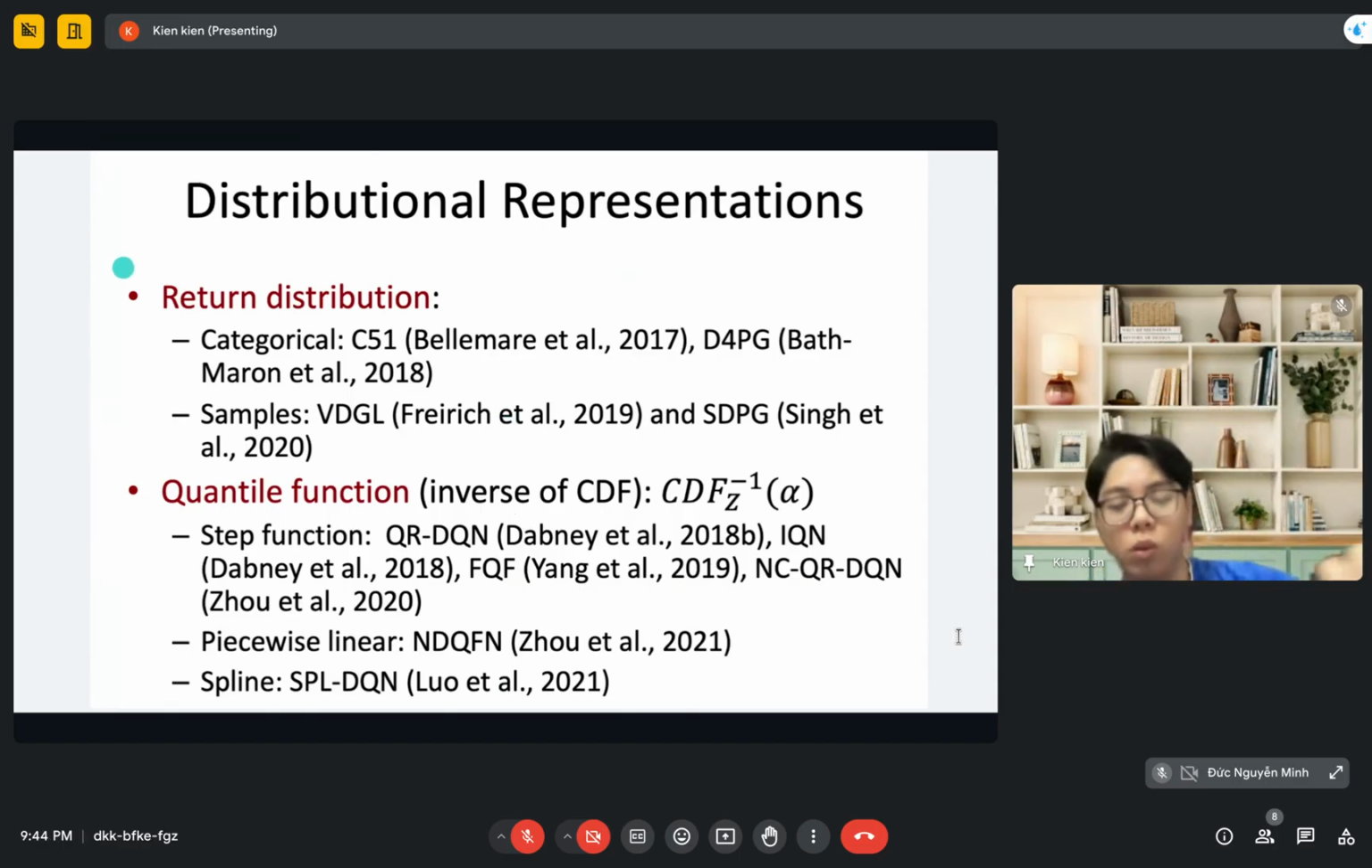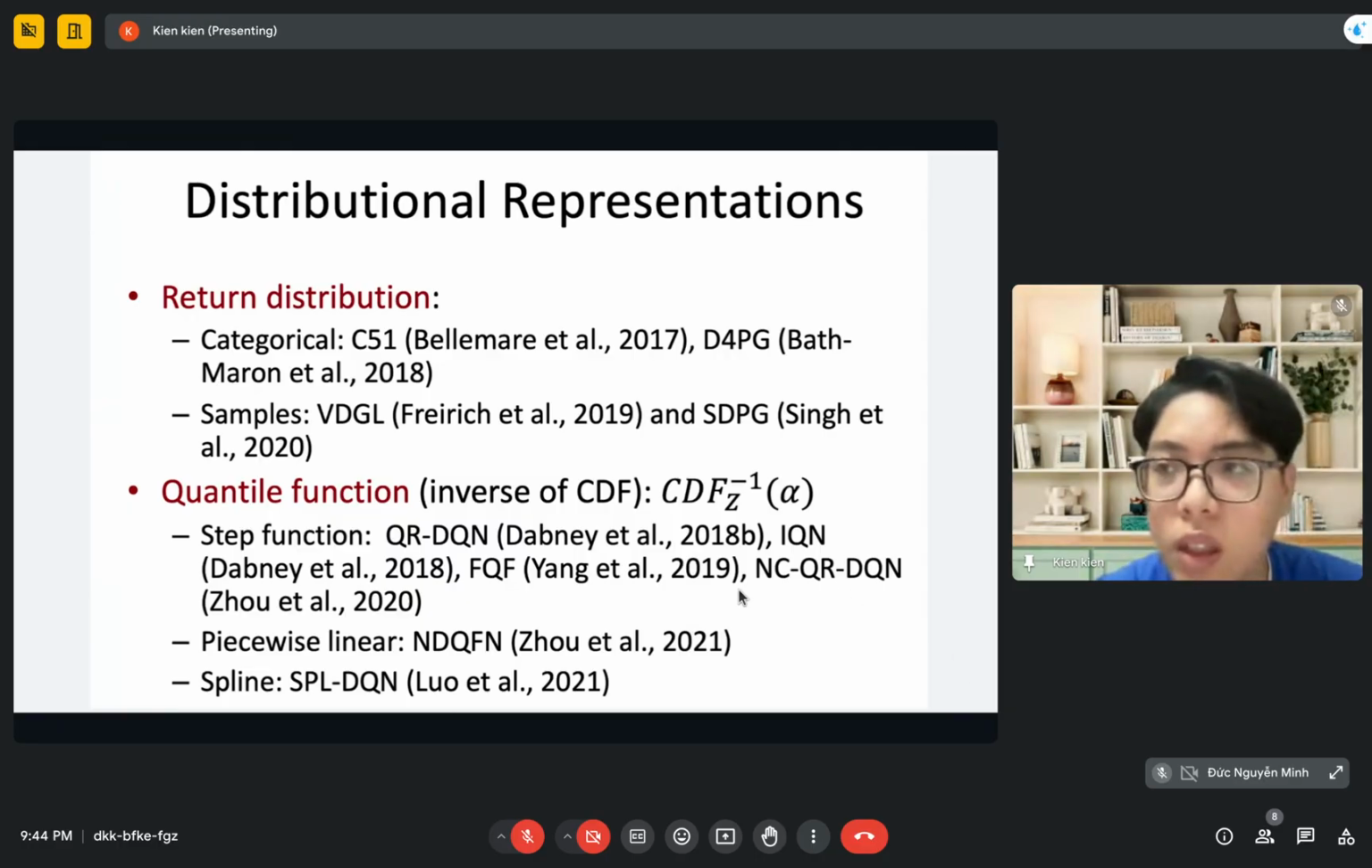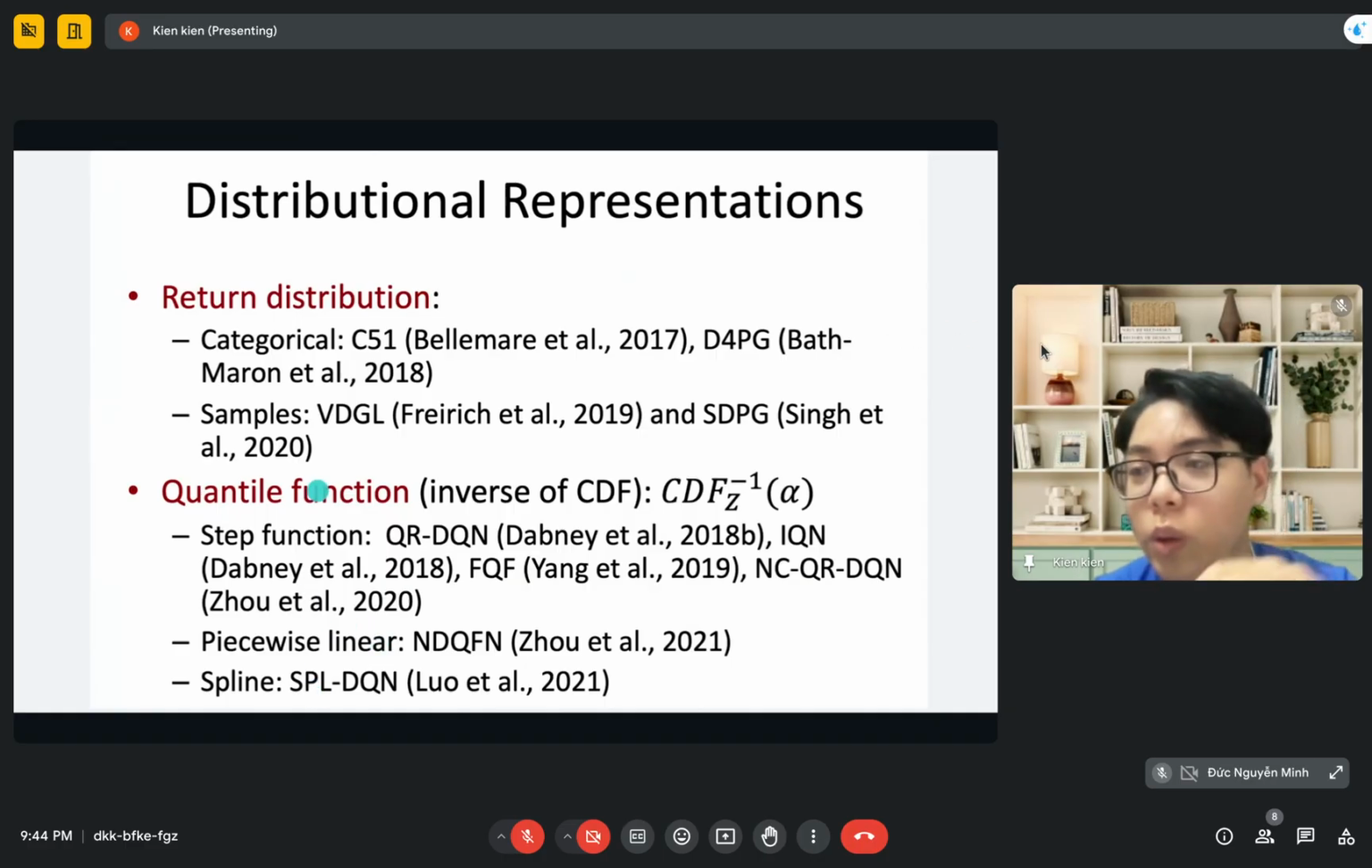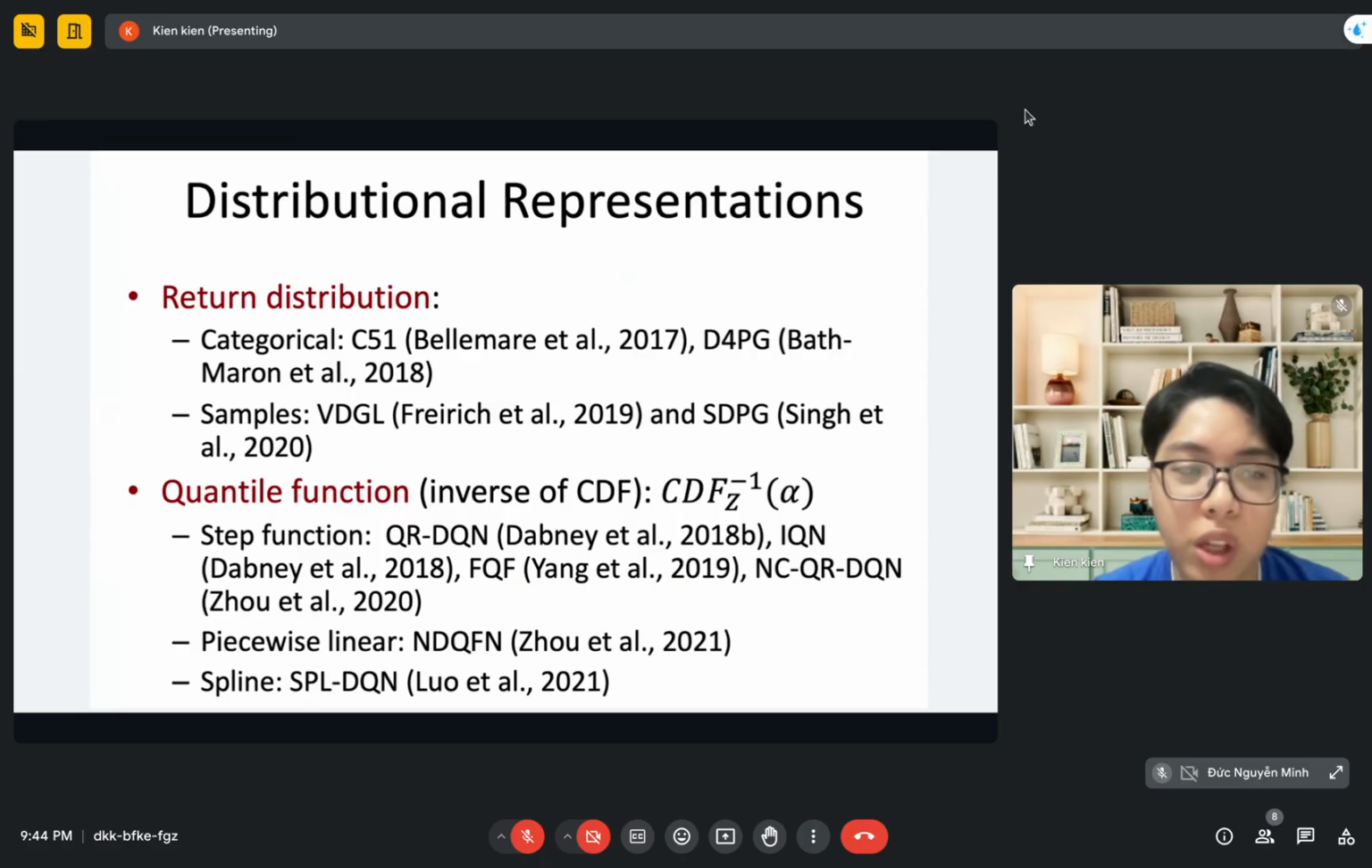So there are two main approaches to illustrate the distribution. One approach is C51, which we just went through, where they discretize the return value from the model into a grid, so they can express the distribution of return in a simple way. Another approach uses the quantile function. The quantile function will output the distribution of the return in the process.